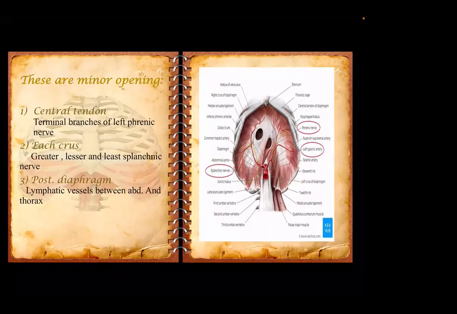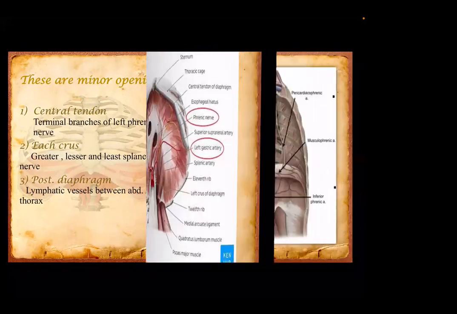These are the minor openings. The central tendon contains the terminal branch of the left phrenic nerve. Each crus contains the greater and lesser splanchnic nerves. Posterior diaphragm has lymphatic vessels between the abdomen and the thoracic cavity.